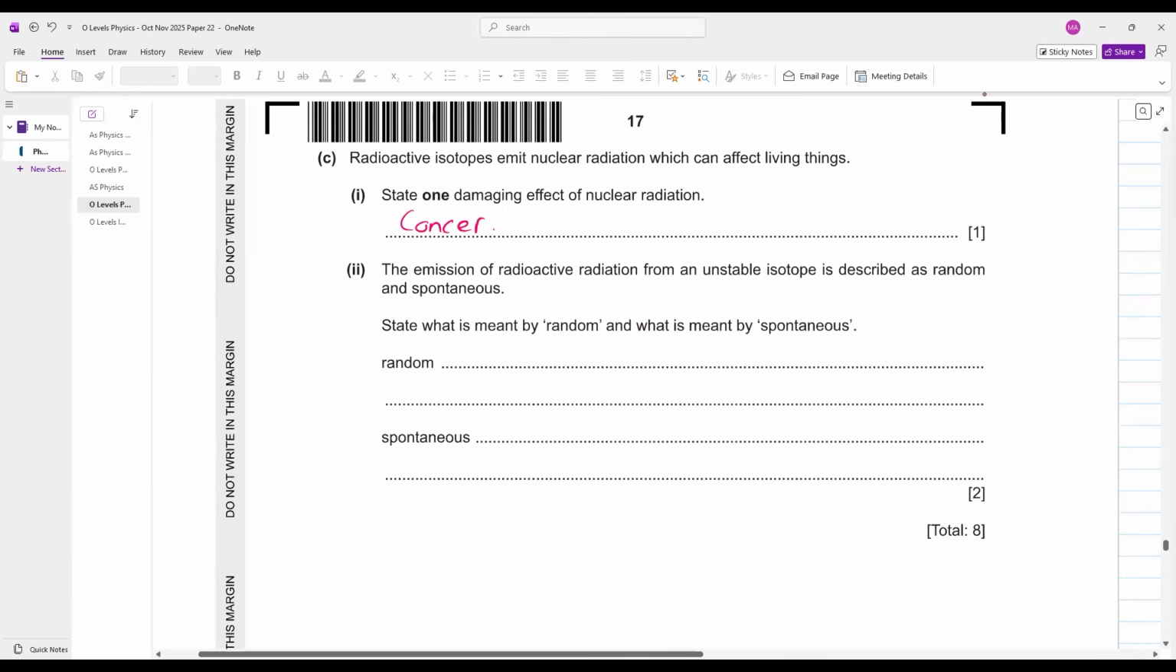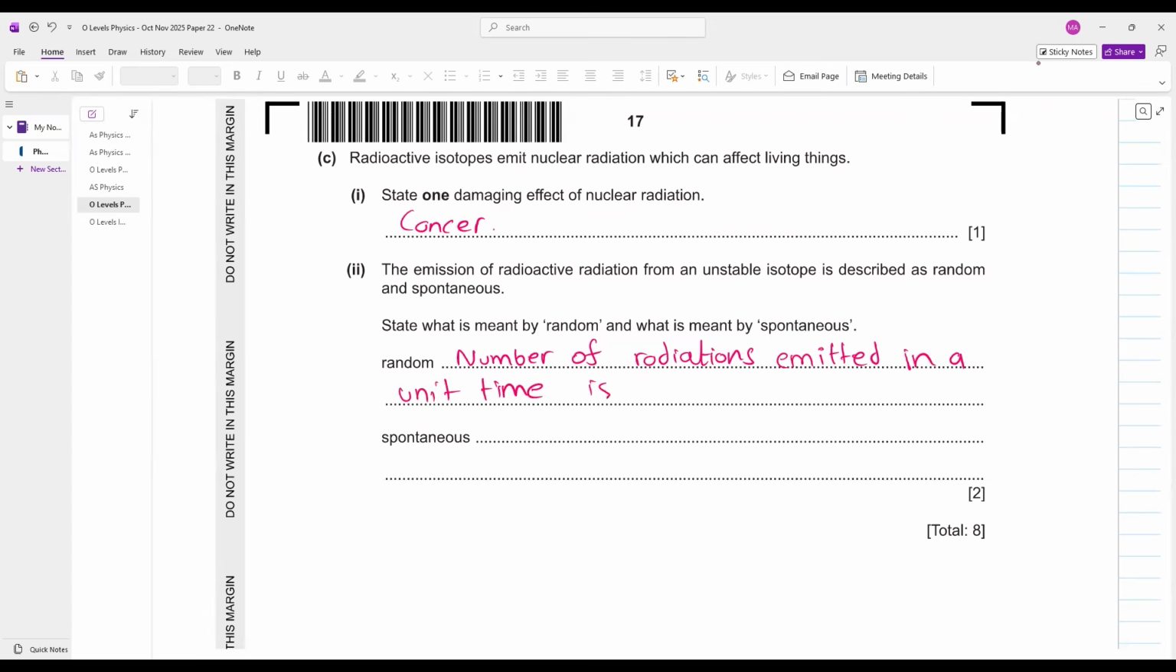The emission of radioactive radiation from an unstable isotope is described as random and spontaneous. State what is meant by random and what is meant by spontaneous. What does random mean? The number of radiations emitted per unit time is unpredictable. So what does spontaneous mean?